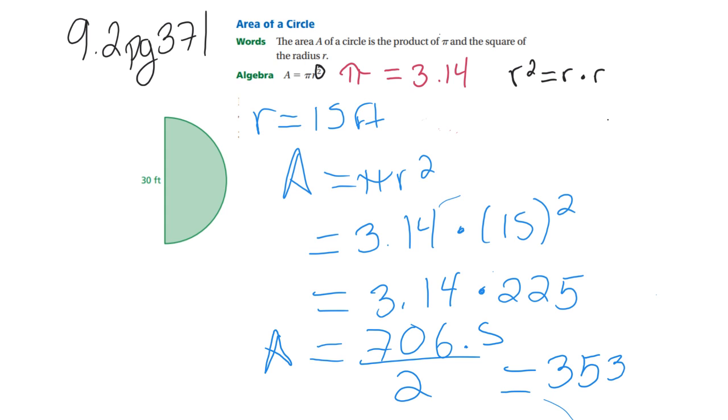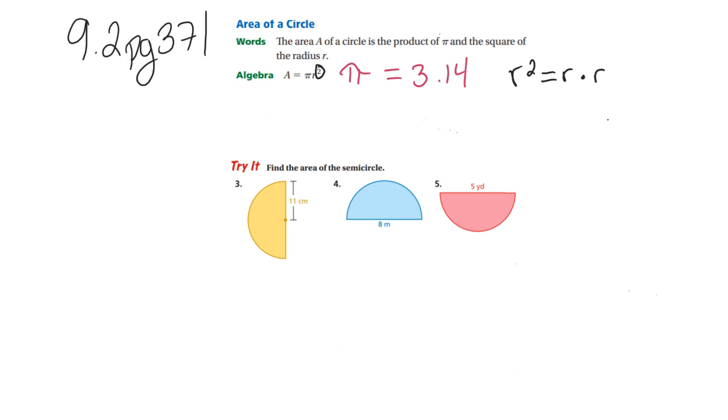All right, feet squared, because it's area. And that's it. You pretty much find the area of the circle and then divide it by 2 because it's half the circle. So I'm going to give you a couple examples and you're going to try those. Okay, so now go ahead, try to find the area of these semicircles, pause, and then come back and check your answer.